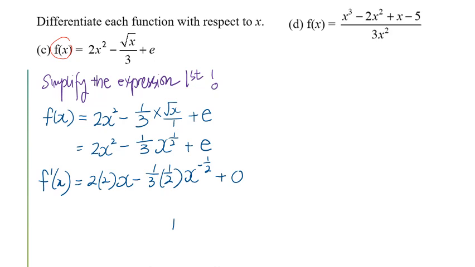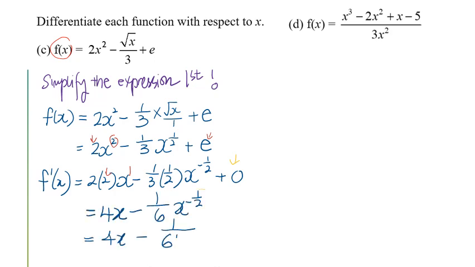Ignore your 2. 2 is a constant, ignore it, and then there's a power, bring it to the front. Power 2 minus 1 gives you x to the power 1. Likewise for the second term, e is a constant. If you use a calculator, e to the power 1 is 2.718, and so on. It's an irrational number. So when you differentiate a constant, you get 0. That explains the 0 here. We simplify further and then convert this into a positive index. This is what you get.